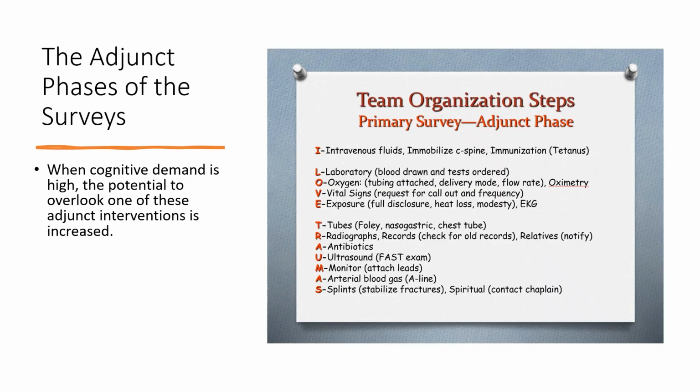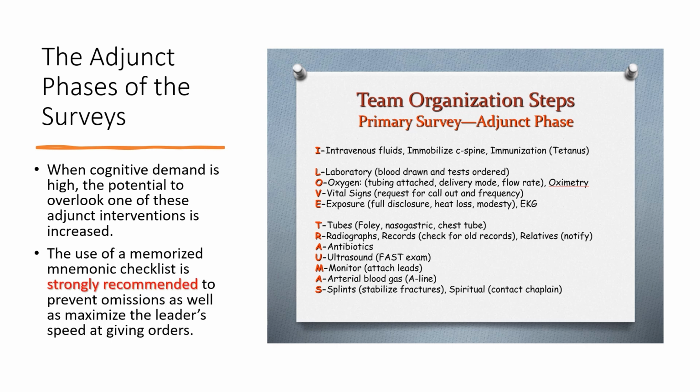When cognitive demand is high, the potential to overlook one of these adjunct interventions is increased. The use of a memorized mnemonic checklist is strongly recommended to prevent omissions as well as maximize the leader's speed at giving orders.